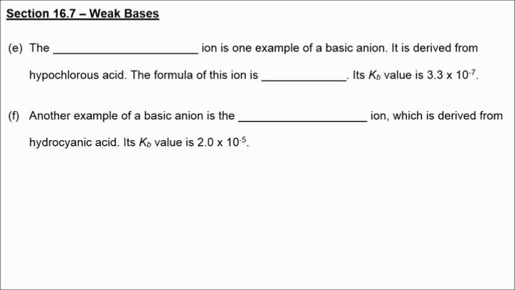Now, coming from hypochlorous acid, which is HOCl, the hypochlorite ion is one example of a basic anion. It came from a weak acid, and the formula is OCl-. Another example of a basic anion which came from HCN, hydrocyanic acid, is cyanide, or CN-. So each of these has a Kb value associated with it, and that tells you the strength of the base. So it looks like cyanide is a stronger base than hypochlorite because it has a larger value for Kb.